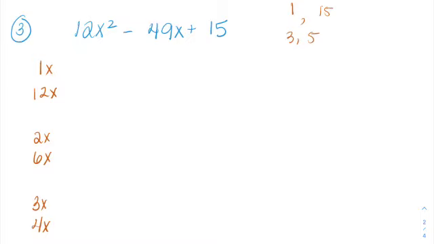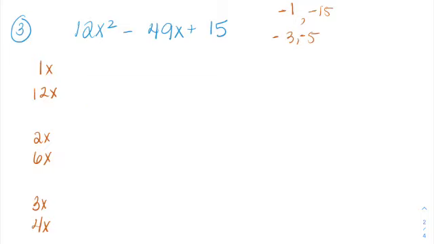So we need our outers and our inners to add up to negative 49x. Right away, I know that both of them are going to be negative because they have to multiply to positive 15. The only way that's going to happen is if I have a negative times a negative. So let's see here. What I do is I take this and I go, okay, well, 12 times 5 is 60. That's too big, right? So I say, okay, 12 times 3 is 36. That's not big enough. All right, I obviously don't want to do 12 times 15.